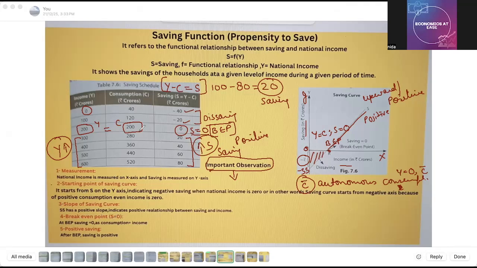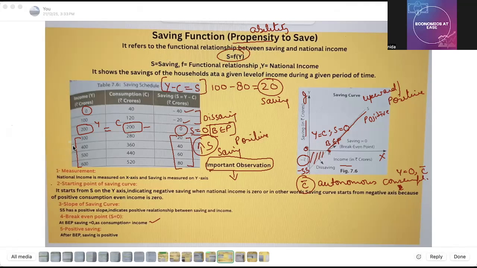Then break even point कहाँ होगा, break even point where income is equal to consumption, okay. Then at break even point savings equals to zero as consumption is equal to income. In either ways आप कैसे भी कह सकते हैं. Then positive saving is where after BEP, break even point, after this, okay, this is the point where the saving starts, or saving is positive. So with this was the propensity to save. It means propensity means ability to save, how much I am able to save from the given income, okay. So this shows the functional relationship between the national income and the saving, okay. I hope it's quite clear now.